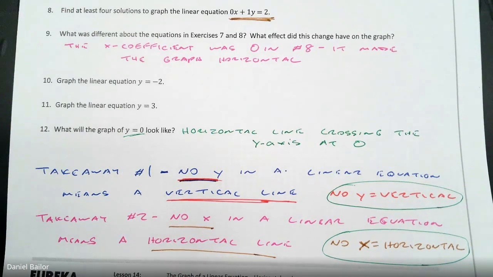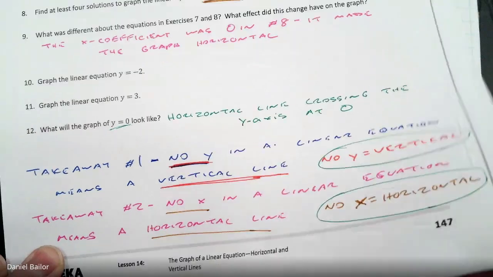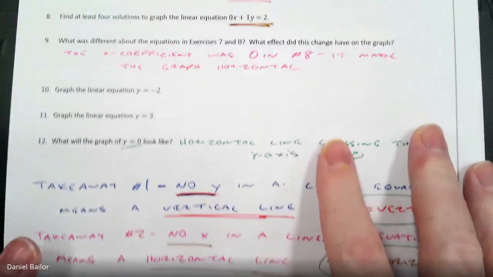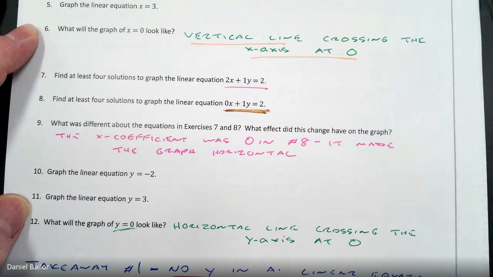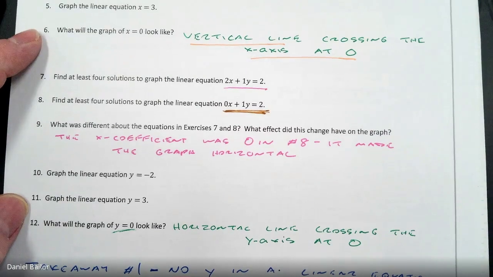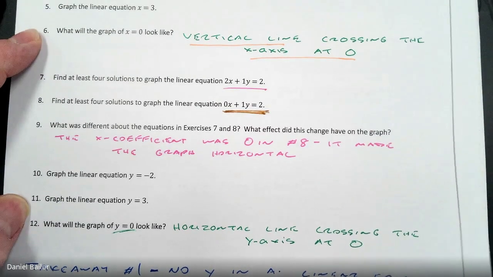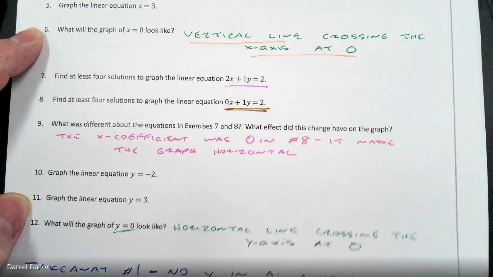So that's our 2 takeaways for today. That's how we can do vertical and horizontal lines without even graphing. When you get really good at this, when you can memorize these 2 rules for number 6 and number 12, when you can memorize how to graph vertical and horizontal lines, you don't even need to build tables anymore.